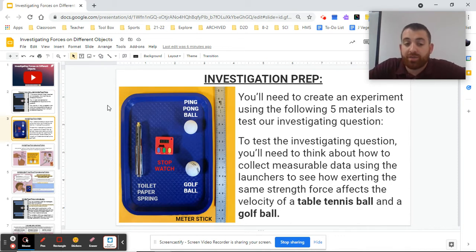You're going to be given the following items, and you're going to need to create an experiment using these five materials to test that investigating question. Well, a ping pong ball, a golf ball, a stopwatch, a toilet paper spring, and a meter stick.